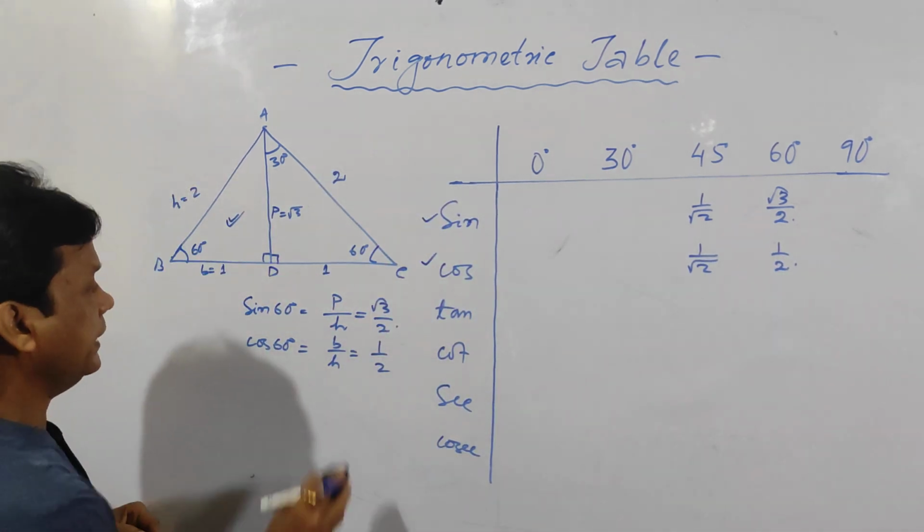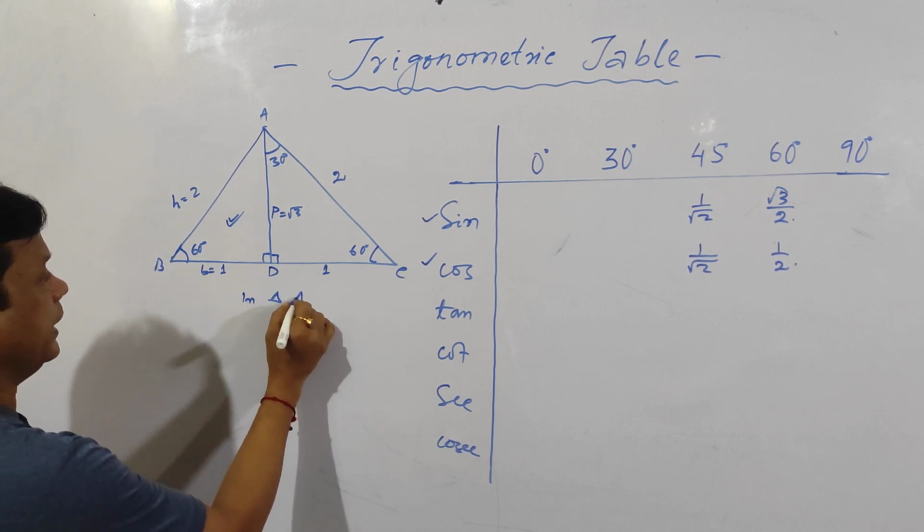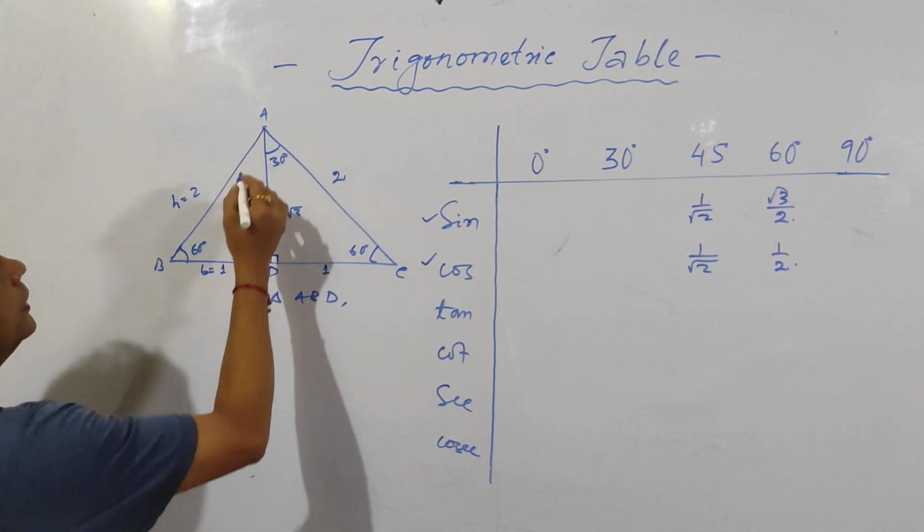Clear? Now see here. Same triangle I am taking. In triangle ABD, this one is 30 degree.